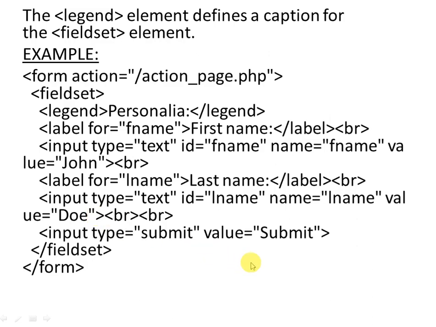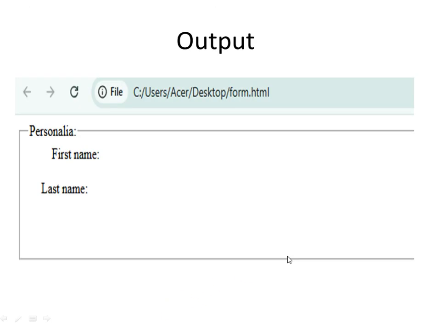And then input type submit, value submit. We are going to submit the form through the button, and then close the fieldset, and then the form. And then this is the particular output for the above form that we have created using the HTML page.